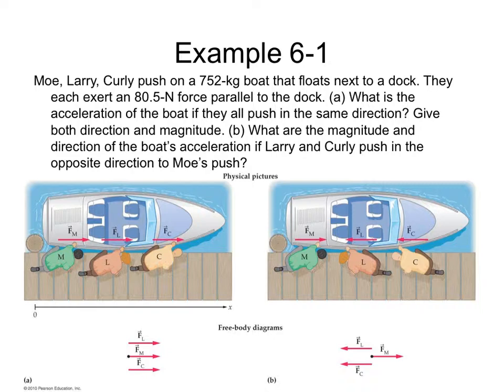All right, so let's do this problem right here. We have Moe, Larry, and Curly. Now, if you don't know the Three Stooges, those are the names of the Three Stooges, kind of the old comedy act. And we're going to do this first example right here, and then do some other examples in subsequent videos. But we have them all exerting a force that is, in this first scenario, scenario A, each of them applies an 80.5 Newton force.